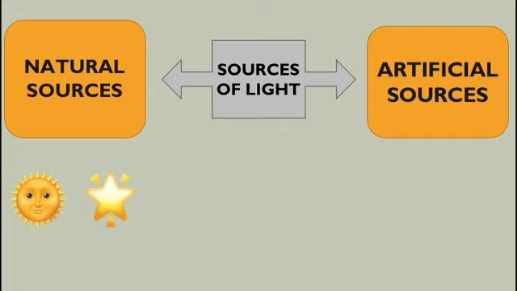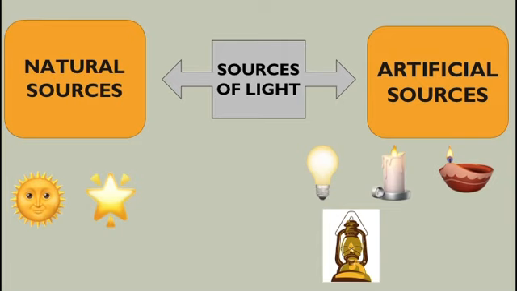Artificial sources of light can be said to be man-made sources. The artificial sources of light are made by humans. That is, they include the electric bulb, kerosene lamp, oil lamp, table lamp, candles, and so on. We can control these kinds of light by switching them on and off. I hope you all have understood the two important sources of light, right?